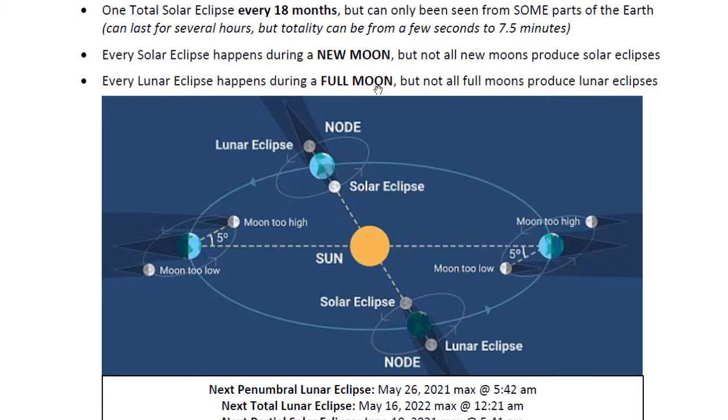Now again, it doesn't happen every single time. Not every new moon is a solar eclipse, and not every full moon is a lunar eclipse. And again, that is because the orbit of the moon around the Earth is not always in line with the sun. It's at this angle here. So sometimes it's a little too high, sometimes a little too low, and sometimes it's just right to cause a solar eclipse or a lunar eclipse. It has to be in line at just exactly the right moment.